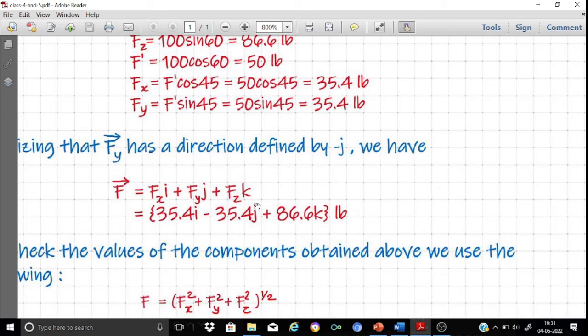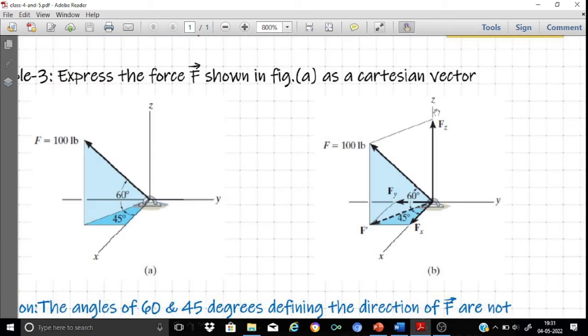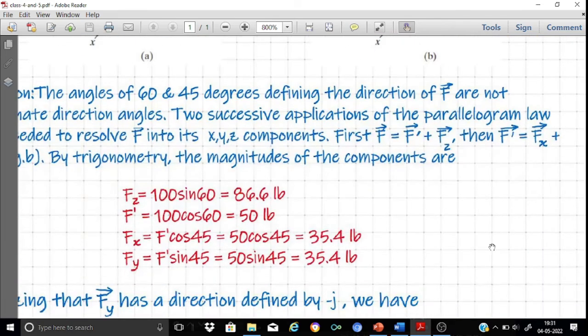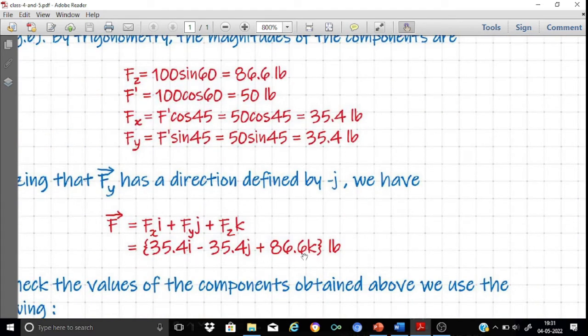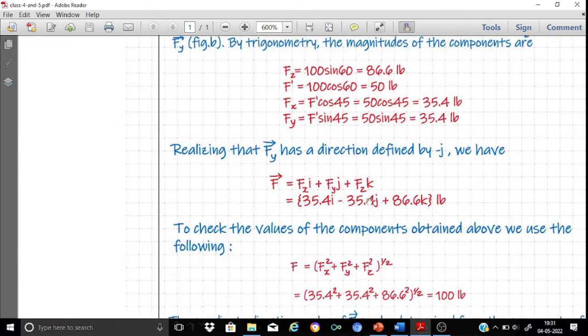Plus Fz is directed upward. As you can see here, Fz is directed upward, so the unit vector is plus k. So it is plus 86.6 k lb. So we have expressed the given vector in the Cartesian format.